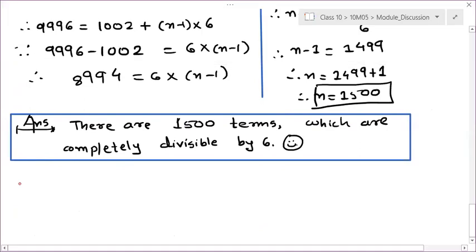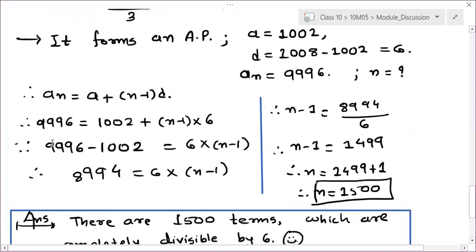Now let us see the next question. Question number 5. Now check whether minus 150 integer 1 by 4 is a term of the series. You got all the concepts in question number 4 or not?